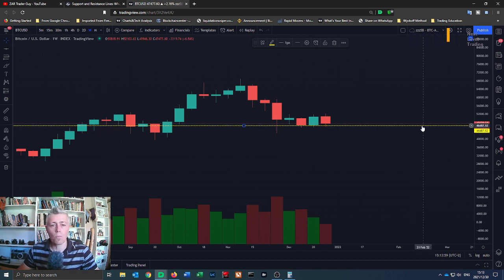I like to plot or chart my weekly areas of resistance and support in yellow so that I can distinguish which are the higher time frame areas. The higher the time frame of support and resistance, the more likely that area is going to be respected, or the more likely the price is going to reverse at that area.